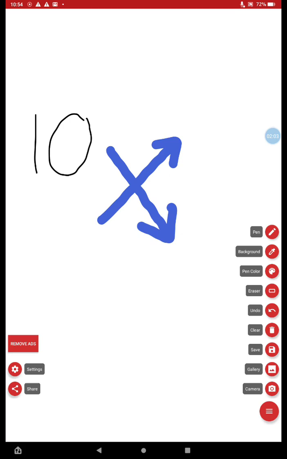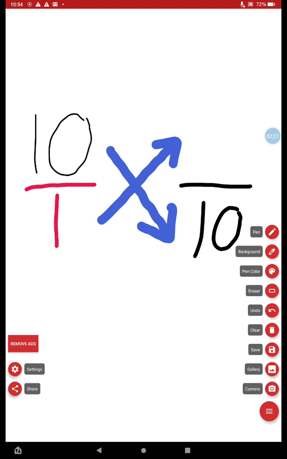Whole numbers always have something underneath them that we're going to call the magic 1. Why do we call it the magic 1? It's the magic 1 because it's there even if you don't see it. So now that I can see that 10 wholes is the same thing as saying 10 over 1, now I can go ahead and write the reciprocal. 10 now goes on the bottom, 1 goes on the top. You get where I'm going with this?